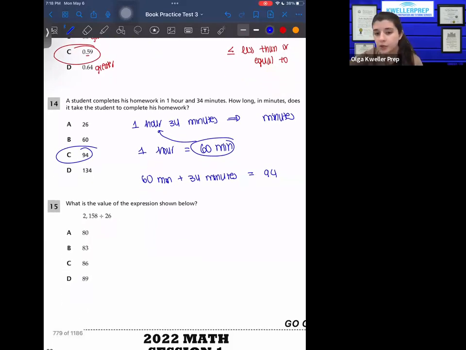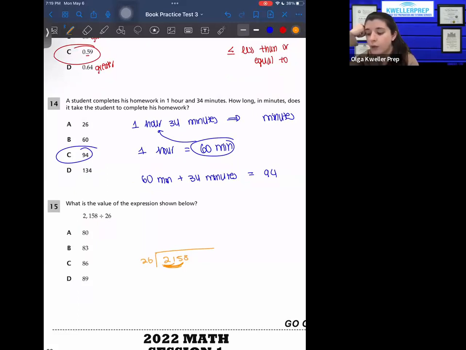And that brings me to number 15, which is our first long division question. So how are we going to tackle this? 2,158 divided by 26. So 21 is too small. So the first thing that I'm thinking is how many times does 26 go into 215?